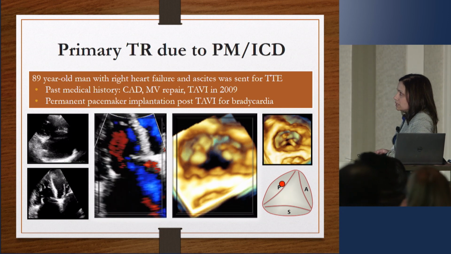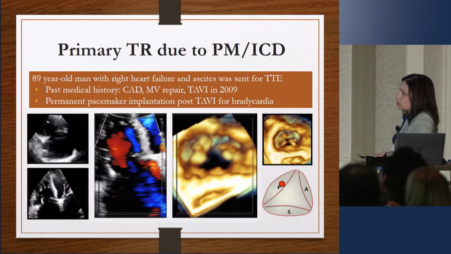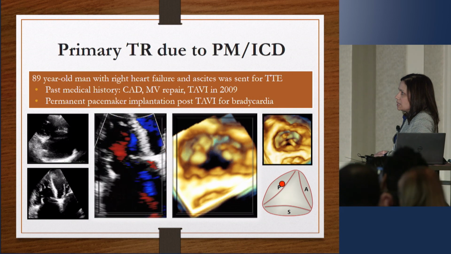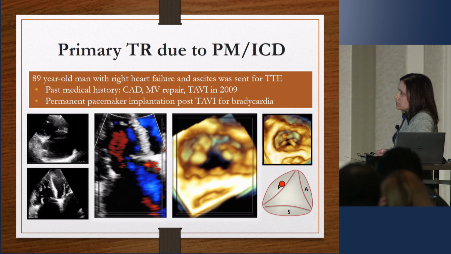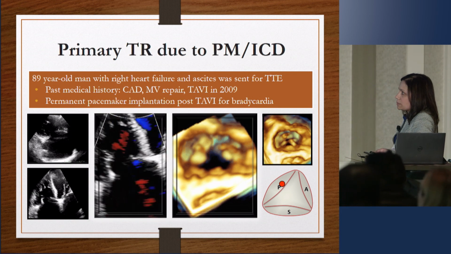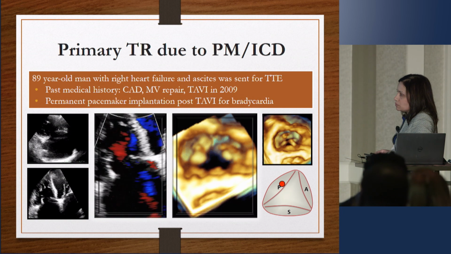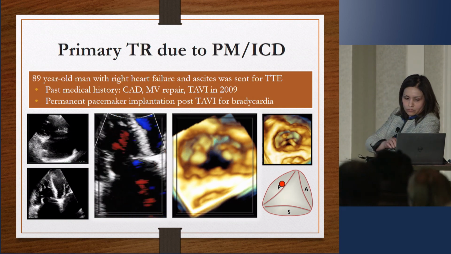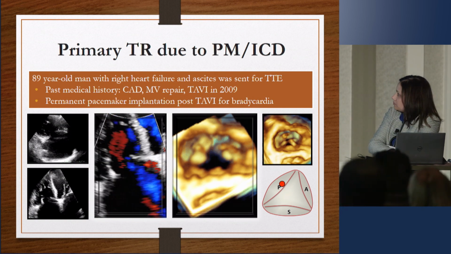You don't see the pacemaker lead very well. That is typical on 2D echo, not to be able to see the full extent of the lead. But interestingly, when you look here, you can see that there are two jets of tricuspid regurgitation. One is coming from the coaptation point between the tricuspid valve leaflets, and the other one is coming from here. So you wonder, could there be a perforation of the leaflet?